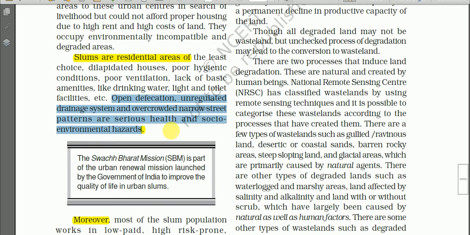Okay, this gray water is not drained properly. Then overcrowding is there in the narrow street patterns. All these cause very serious health and socio-environmental hazards. So this tells the problems of slums in the big cities.